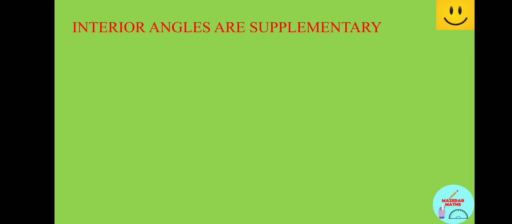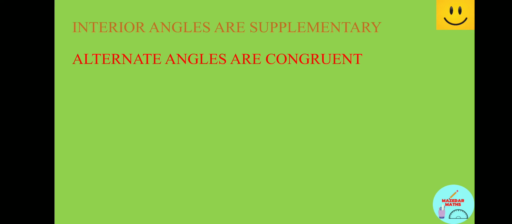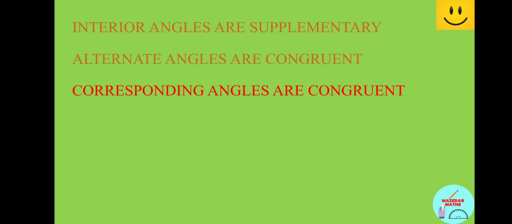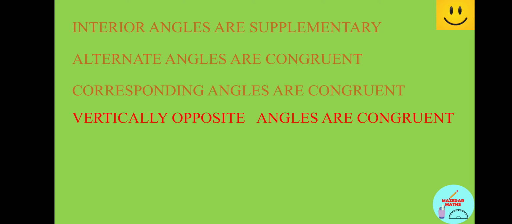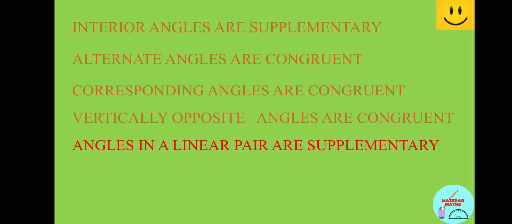Let's sum it up. Interior angles are supplementary, C shape. Alternate angles are congruent, Z shape. Corresponding angles are congruent, F shape. Vertically opposite angles are congruent, and the Mazedar fact is angles in a linear pair are supplementary. So all these properties will be very useful to you when you are solving the sums using parallel lines.